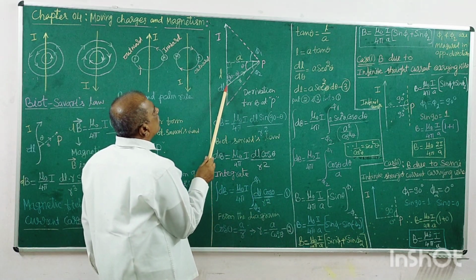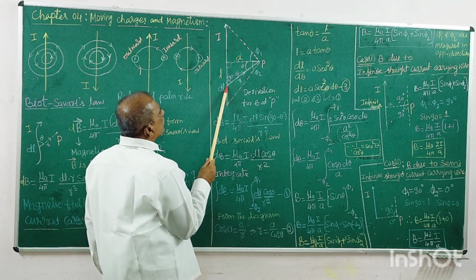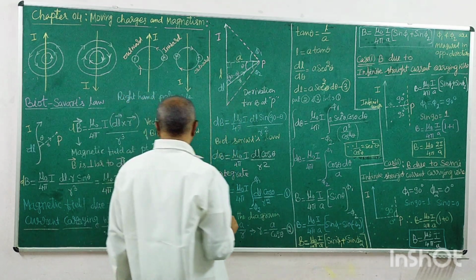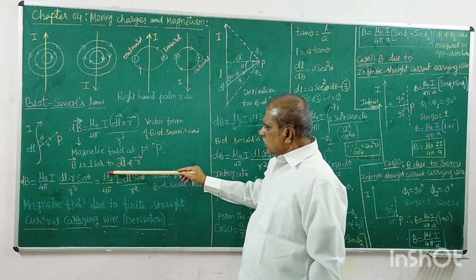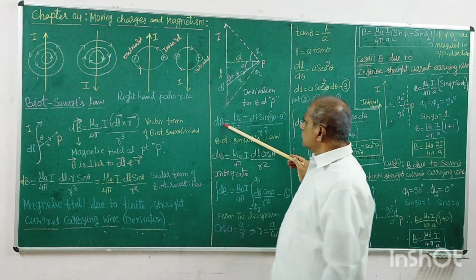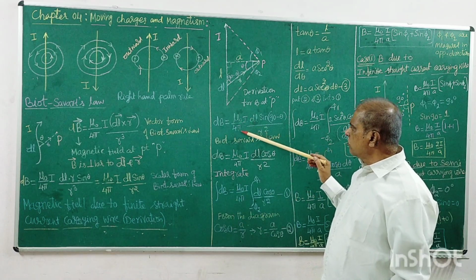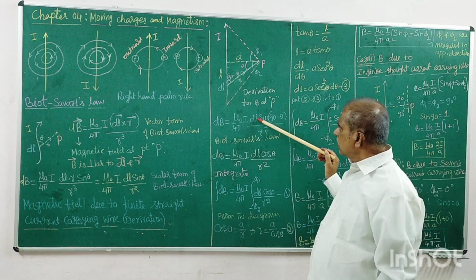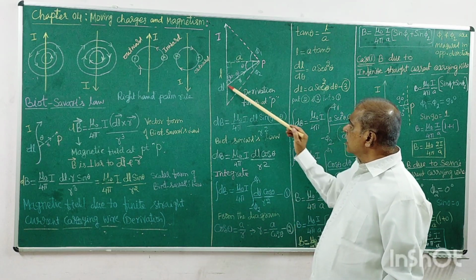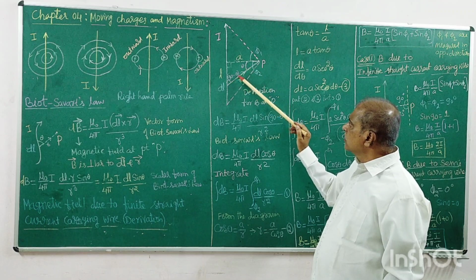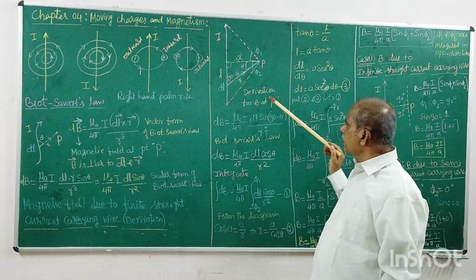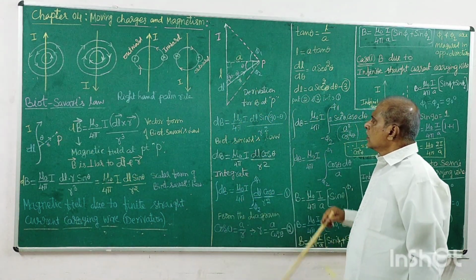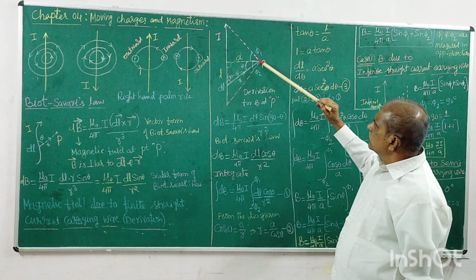Now, what is the dB value due to this dl at this point using Biot-Savart's law? Using the same formula, dB equals mu naught by 4 pi, I means current in this conductor, dl sine of the angle. What is the angle? Not this angle, but the angle between this vector and this vector, 90 minus theta. And r square is the distance between these two.